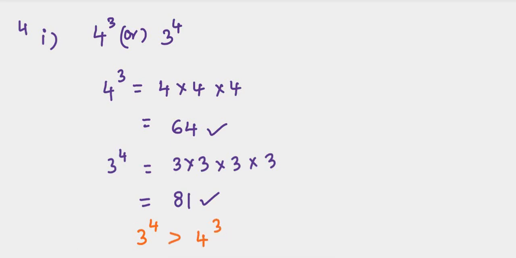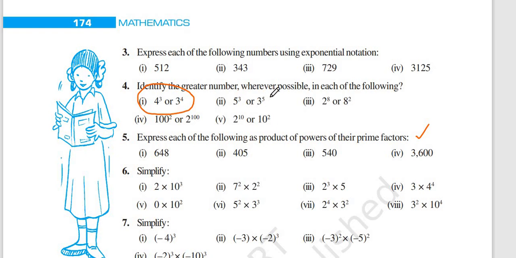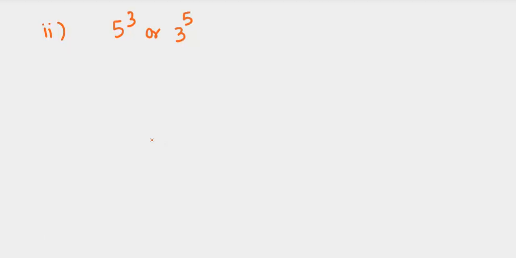This is the answer. Now, the second question is 5 cube or 3 to the power of 5. By seeing bases or by seeing exponents, don't come to any conclusion. So first you have to calculate 5 cube. 5 cube is equal to 5 multiplied by 5 multiplied by 5, that is 5 5s are 25, 25 5s are 125.